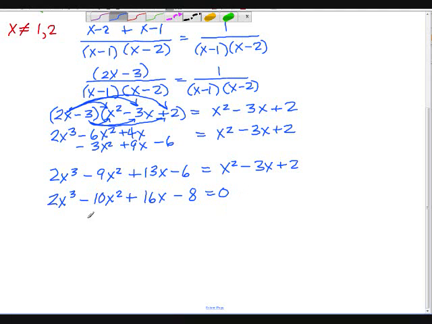Now one of the things that hits me, and you should always look for it, I have all even numbers. So clearly I could divide this whole thing, including the 0, by 2. When I divide 0 by 2, I still have 0. But everything else is going to change.